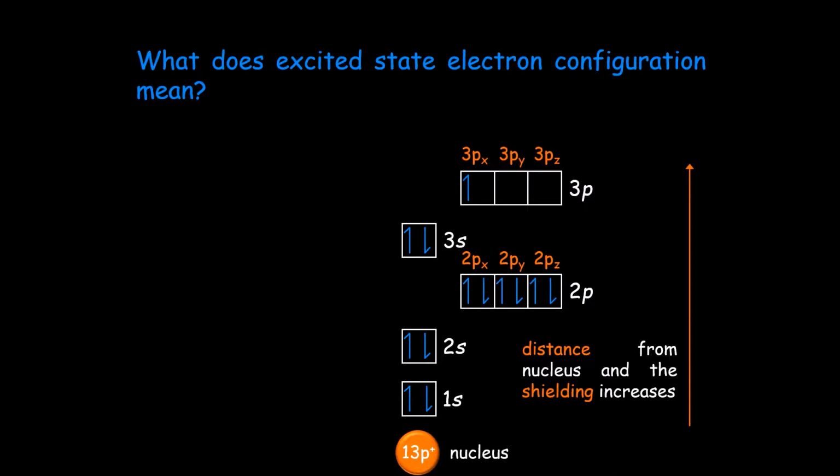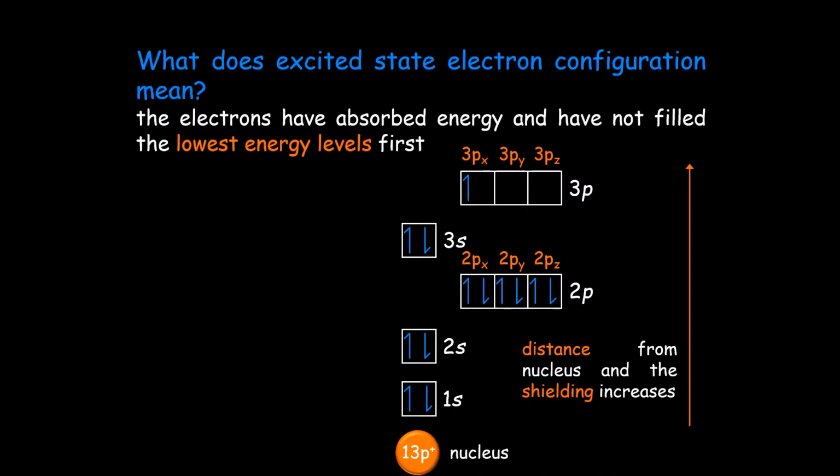What does excited state electronic configuration mean? That the electrons have absorbed energy and have not filled the lowest energy levels first. So what I'm going to do now is move one of the electrons from the 3s up to the 3p, and we see now that this is no longer the ground state electronic configuration because the 2p has an empty space and the 3s has an empty space as well, and the electrons are up in the 3p. So this is not ground state, this is the excited state electronic configuration.